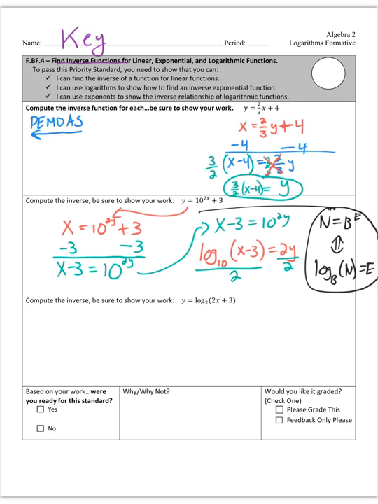Change my pen here. Got log base 10 of x minus 3 divided by 2. And that's your answer. So I'm going to highlight that just so we all know. This is our answer.